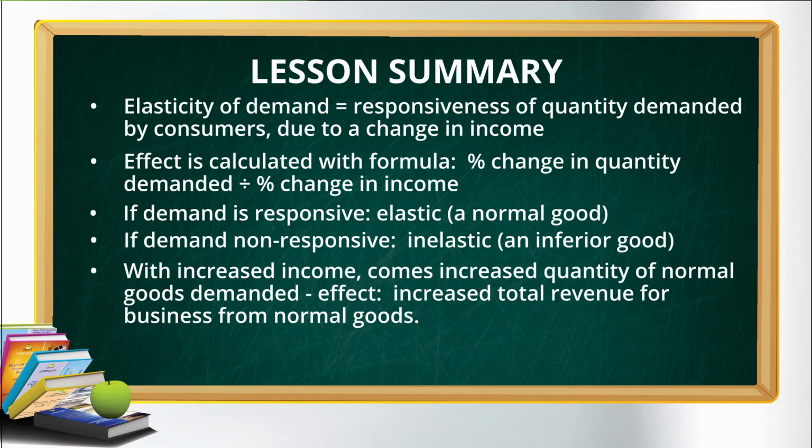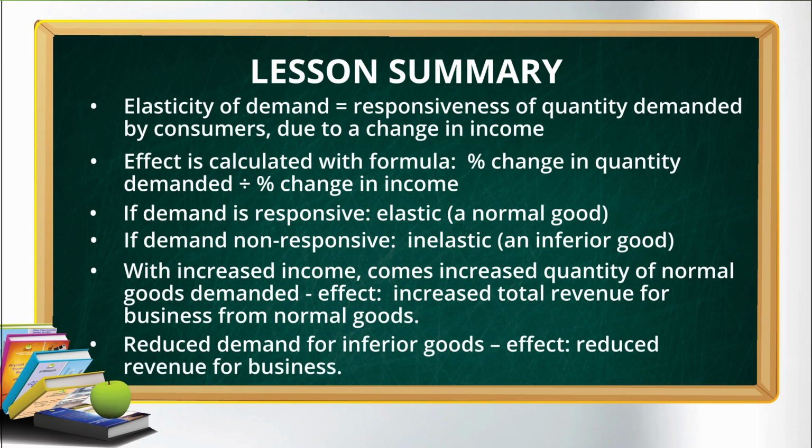With an increase in income comes an increase in quantity of normal goods demanded. This is likely to increase total revenue for a business from normal goods. What's similar is a reduced demand for inferior goods spells reduced revenue for a business.